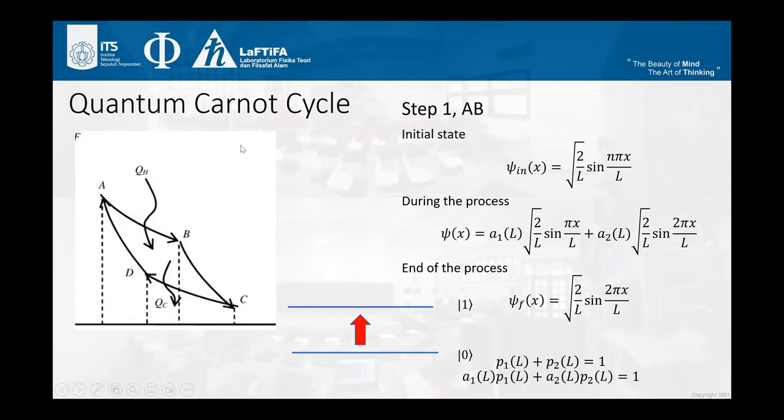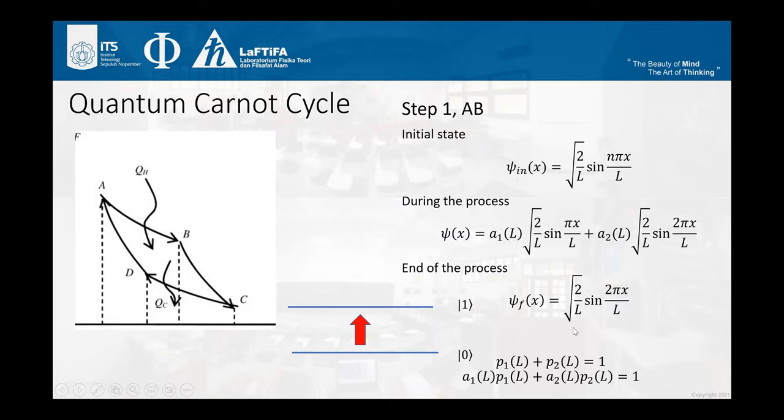As we know, the Carnot cycle consists of isothermal and adiabatic processes. In step one, we assume the initial condition at point A is the ground state, n equals one. During the process I will use a two-level state, so the particle will have probability in the ground state and the first excited state. At the end of the process, all of it will go to the first excited state. This is the probability of the state.